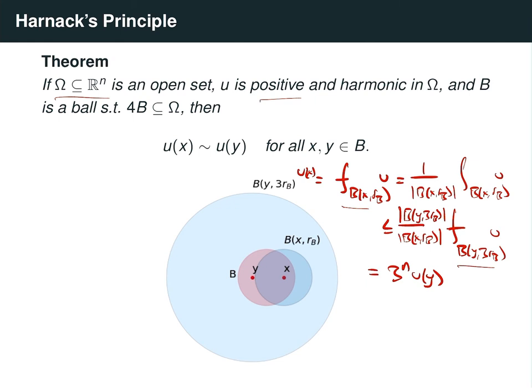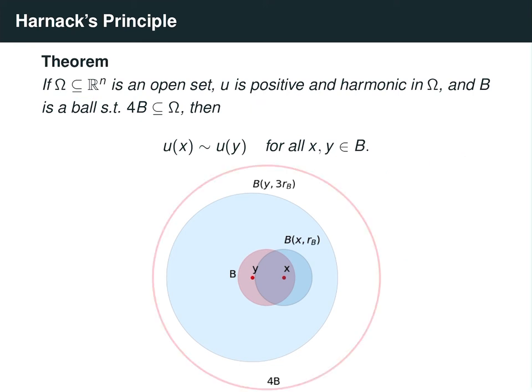And the reason for that is, since x and y are inside the ball B, one can show that each of these balls that we're working with, B(x, r_B) and B(y, 3r_B), are all contained inside 4B, and this is contained inside omega. And that finishes the proof.